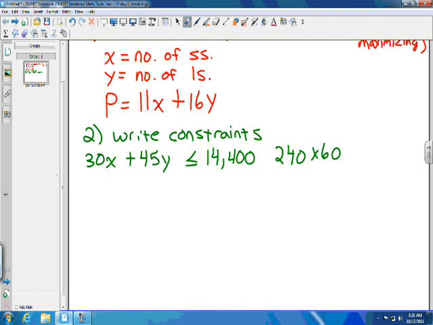What's another limit that we have? We can't package more than 400 in a day. So again, less than or equal to 400 packaged. And what are we talking about there? What can't be more than 400? The number of both. So the number of short sleeve plus the number of long sleeve.